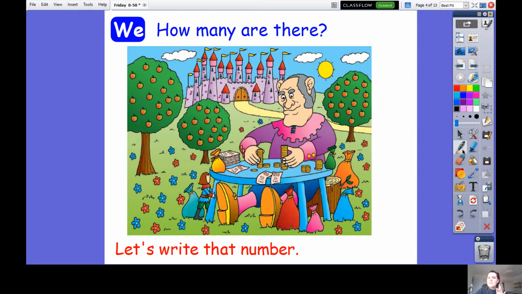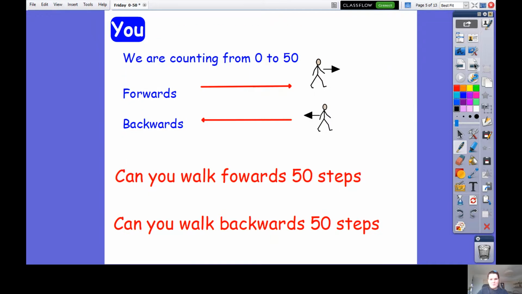Ooh, I'm hearing lots of 40s. There were 47. So we'd have to write 4 for our 40 and 7. This is what 47 looks like. Great work, guys. Okay, so let's see if we can practice some of our numbers.